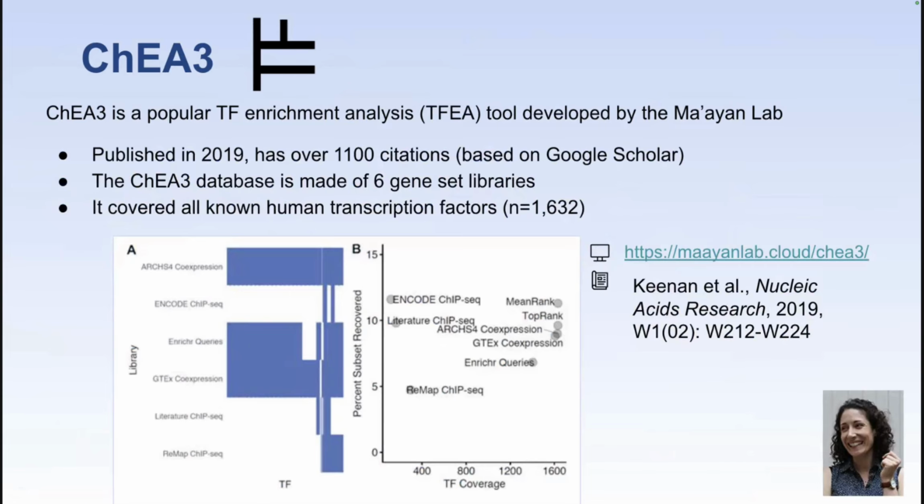But first, a little more detail about ChEA-3. So ChEA-3 is a popular transcription factor enrichment analysis tool from our lab. Its development was led by former MD PhD student Alexandra Keenan. And as I mentioned, the enrichment analysis is based on 6 background gene set libraries of transcription factor target relationships. And these are collected mostly from ChIP-seq and co-expression experiments. So the figure here is showing the individual transcription factor coverage of all of the background libraries. But in total, ChEA-3 covers 1,632 known human transcription factors. And the website URL, as well as the link to the publication, are here if you'd like to read more.